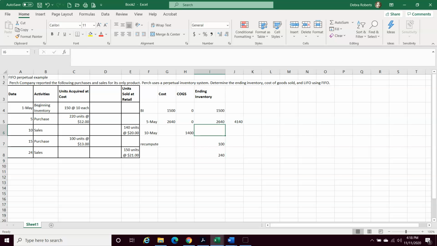So at this point in time, if someone were to ask you what your cost of goods sold and ending inventory are, let me first make sure my calculation is right: 220 times 12. If anyone asks you at the end of May 10th what the ending inventory and cost of goods sold are, you can tell them ending inventory is $2,740 and cost of goods sold is $1,400. And I'm going to highlight this.